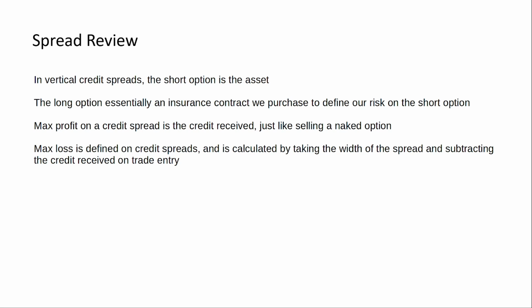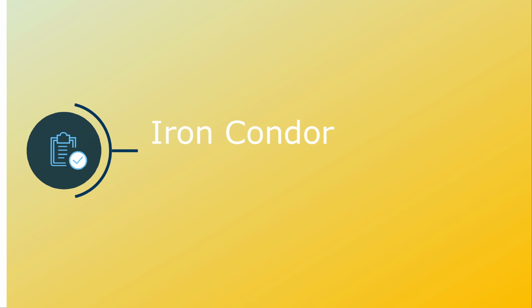So yeah, in the vertical credit spread, the short option is the asset. The long option, essentially, is insurance for us to not act like a naked trade, and at the same time to diminish the margin required to perform that trade. The max profit is going to be the credit from the spread, just like selling a naked option. And the max loss is going to be defined by the distance and the width of the spread, subtracting the credit received from the trade entry.